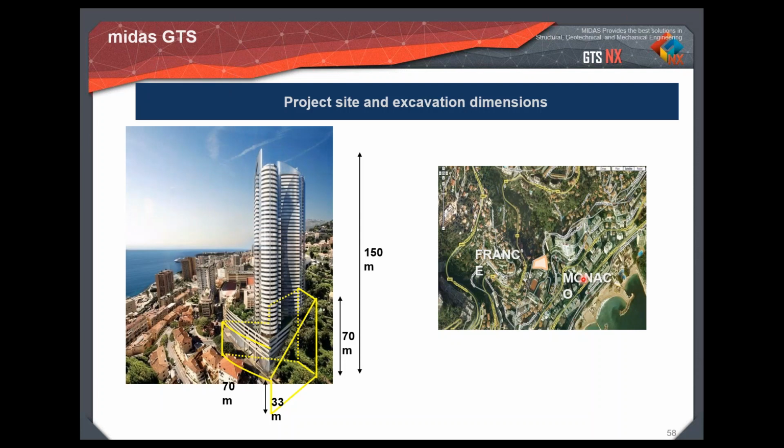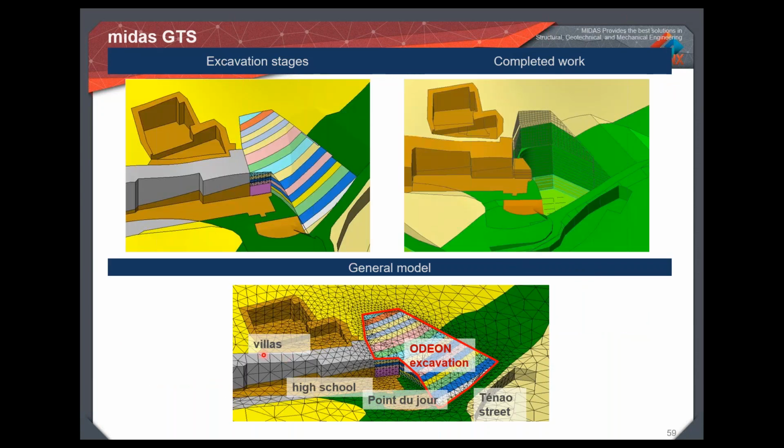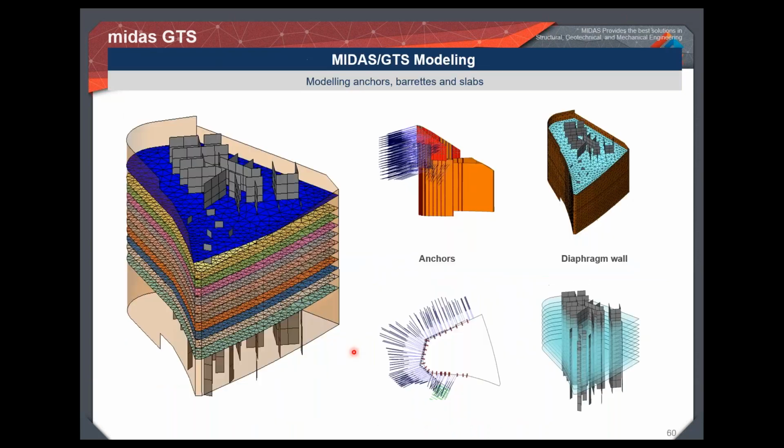So many problems. They would like to excavate the slope so that they can provide the foundation, and because of that excavation, it may pose many problems during analysis. During execution, there are villas, high schools, and some major buildings around this particular tower. This is Odeon Tower, and because of that excavation, these buildings are vulnerable to landslide basically. So they decided to go for anchors and diaphragm walls.